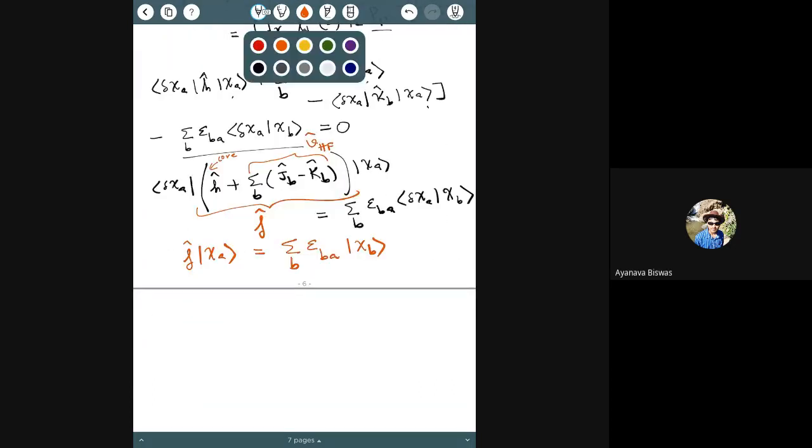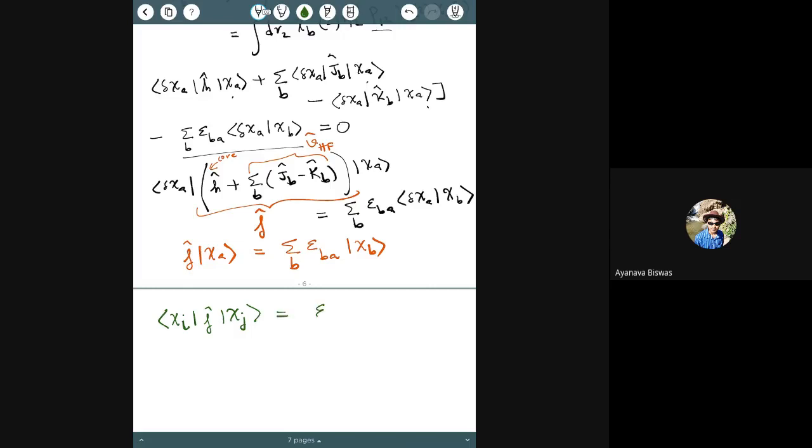This also tells me that chi I, F, chi j is equal to epsilon I j. So I can also identify the Lagrange multipliers epsilon with the matrix elements of the Fock operator in the spin orbital basis. And these are the optimized spin orbitals. So the spin orbitals which satisfy this equation are the optimized spin orbitals. Okay, so with this recap, we can now solve some exercises.